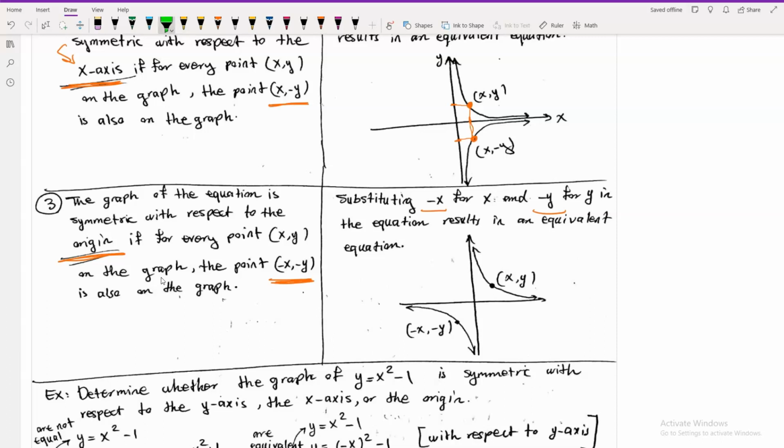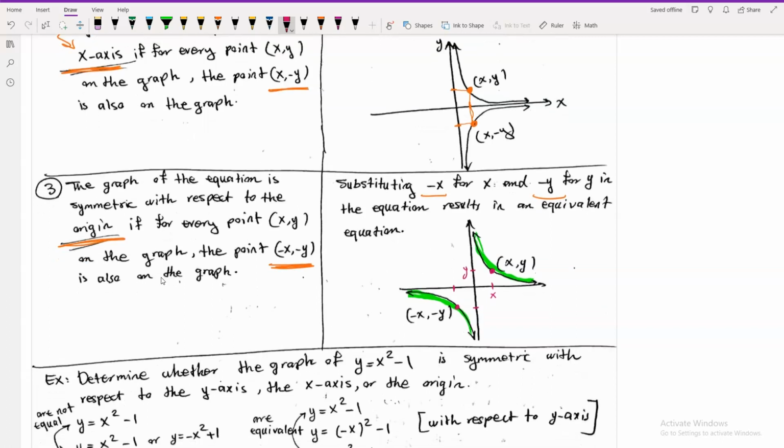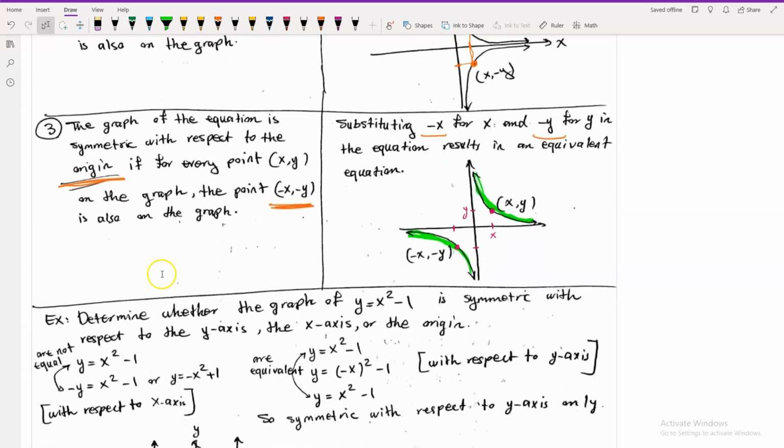So here we have this graph. This part of the graph and this part. And here we have this point, which is based on what we have on x and y, so it's x comma y. And on this part we have negative x, and here is negative y for this point. So we have both of these points, x comma y and negative x comma negative y, on this graph. So this means this is symmetric with respect to the origin.